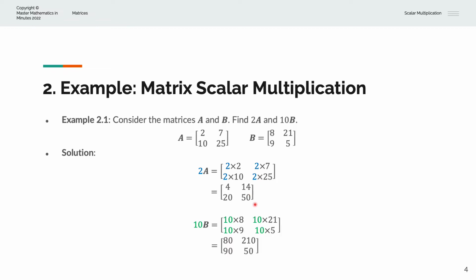And to find 10B, we multiply each corresponding element by 10. So we have 8 multiplied by the scalar of 10, 21 multiplied by a scalar of 10, and so on. So 10 times 8 gives us 80, 10 times 21 gives us 210.